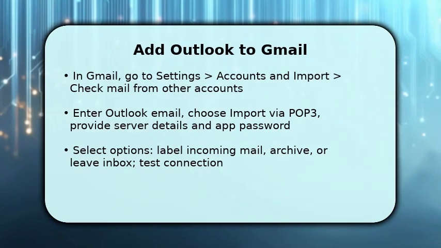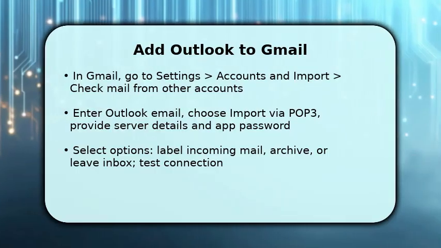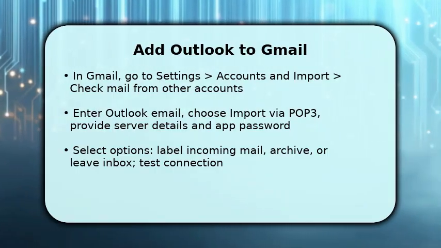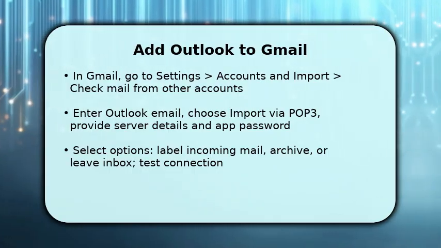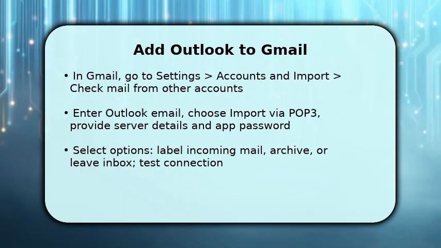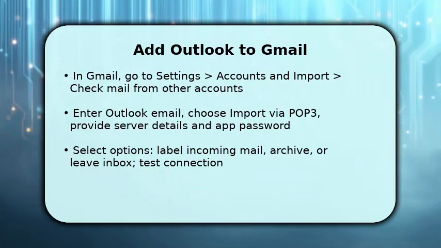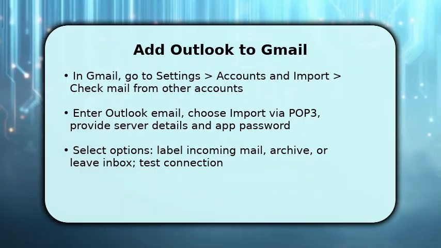You'll now add Outlook into Gmail's import tool. In Gmail, navigate to Settings, Accounts, and Import and click Check Mail from other accounts. Choose Add a Mail account. Enter your Outlook address and select Import via POP3 so Gmail pulls messages.